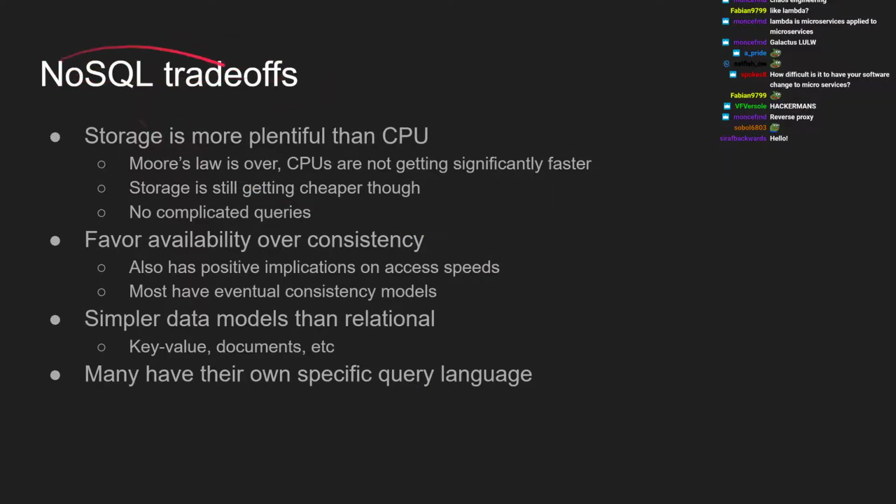The trade-off NoSQL makes is that in modern days, storage is much cheaper than CPU. Moore's law is done. It's over. CPUs are not getting significantly faster anymore. That's just a fact of life now. Storage is still getting cheaper though. I believe Intel first released the 8086 processor in 1978, and that had a clock speed of 5 megahertz and retailed for $1,500 adjusted for inflation today.